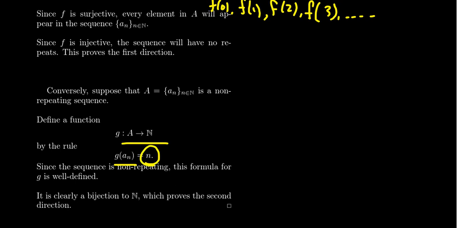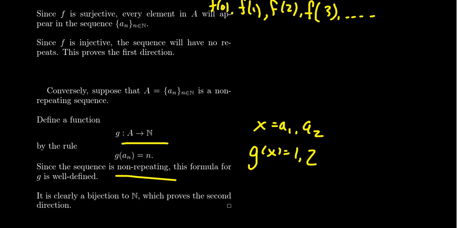Now, since this sequence is non-repeating, that means the element will never show up twice inside this list. So this is a well-defined map. Like, if you had an element, call it X, that was A1 and also A2, then what is G of X? Is it 1 or 2? That would be a problem. But since there's no repetition in the sequence, this is well-defined. If X shows up in the 12th spot, then G of X is equal to 12. It's a function, all right? It's well-defined.